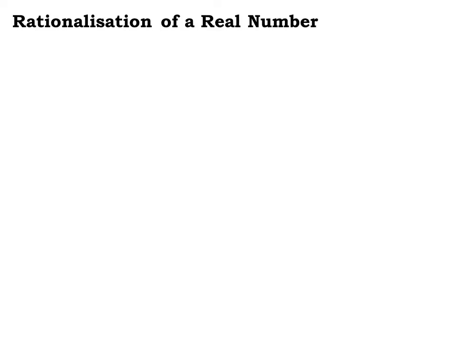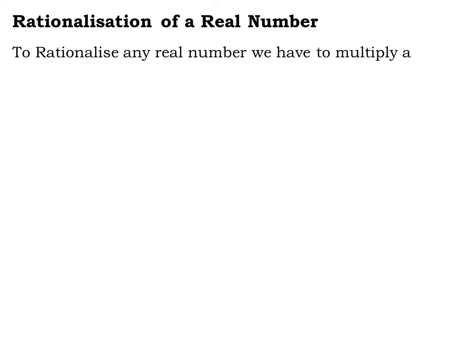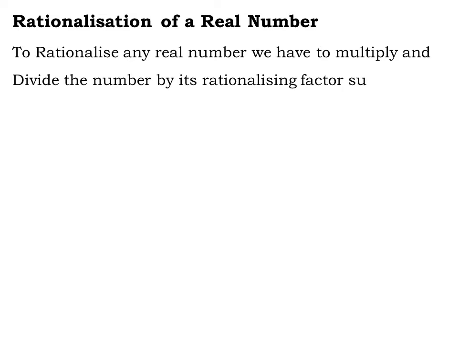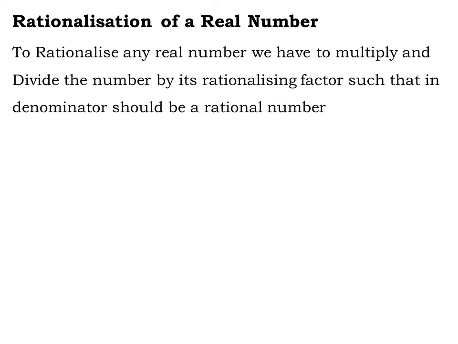Now in this video, the first topic you will learn is rationalization of a real number. How can we rationalize any real number? The main point is that to rationalize any real number, we have to multiply and divide the number by its rationalizing factor, such that the denominator should be a rational number.